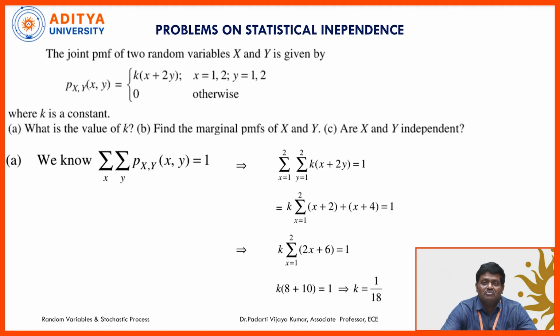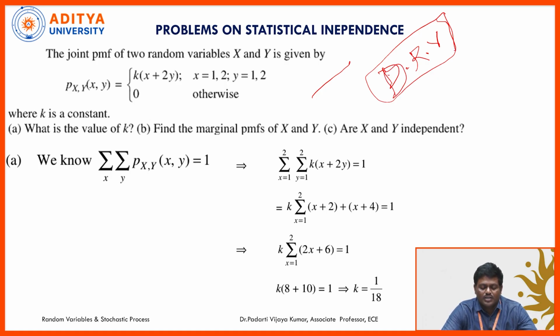Now, we will see one problem which is related to the discrete random variable. The earlier problems we have seen are in the category of continuous random variables. Now, we will see discrete random variables. The joint probability mass function is given to us, and x limits are 1 and 2, y limits are 1 and 2. Now, we will see how to compute the unknown value of k, the marginal probability mass functions, and verify the statistical independence.